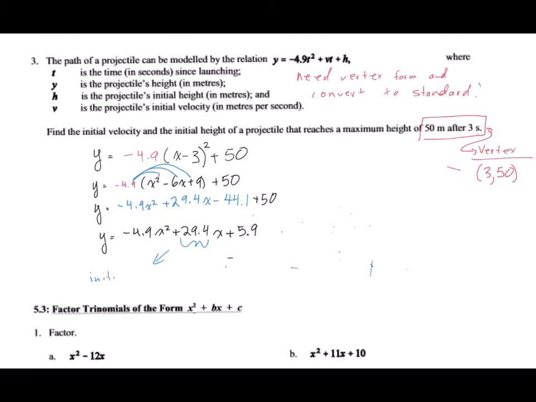the one that had the single x term or t term. So our initial velocity is going to be 29.4 meters per second. And the initial height is the starting height, which is just 5.9, and that is at the end of our equation.